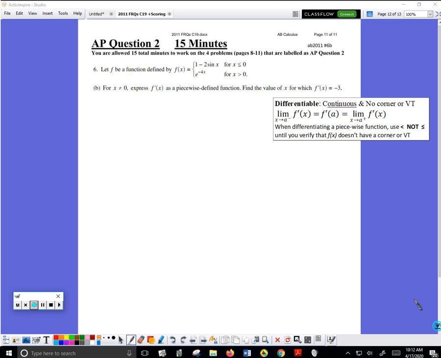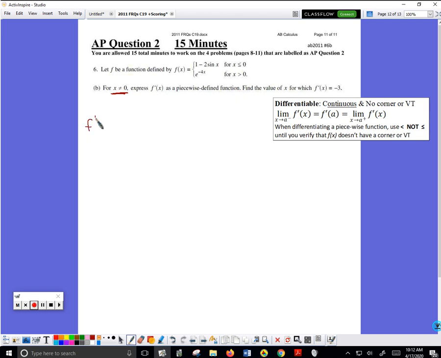Okay, for x not equal to 0, here's where reading slow is super important. So we don't want x to equal 0. Express f prime as a piecewise defined function. Stop. So I've got to go find f prime.